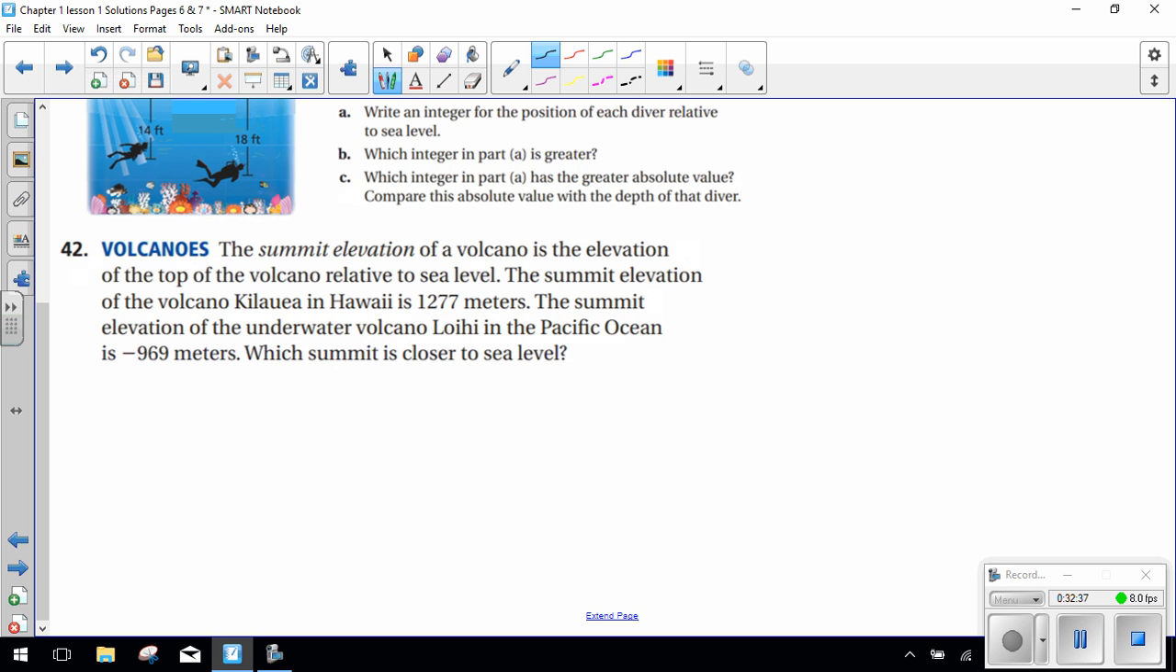42. The summit elevation of a volcano is the elevation of the top of the volcano relative to sea level. So what that means is they take the very top of the volcano and measure the distance from the top of the volcano to the point where the water meets the sand. So sea level on a number line would be zero. The summit elevation of the volcano Kilauea in Hawaii is 1,277 meters. The summit elevation of the underwater volcano Lohi in the Pacific Ocean is negative 969 meters. So this negative means we're still underwater. Which summit is closer to sea level?